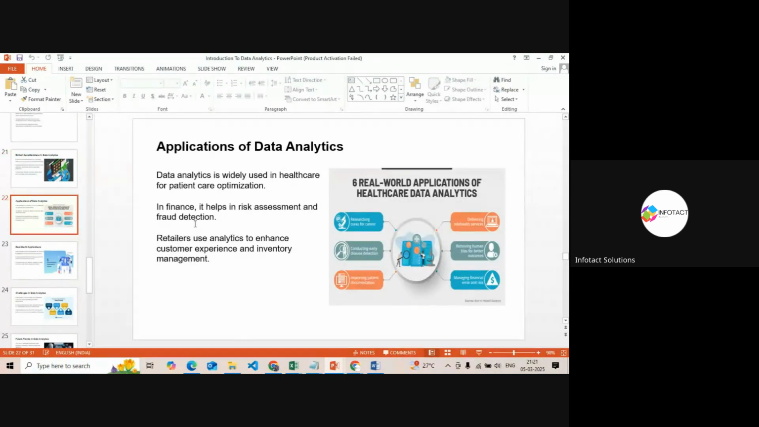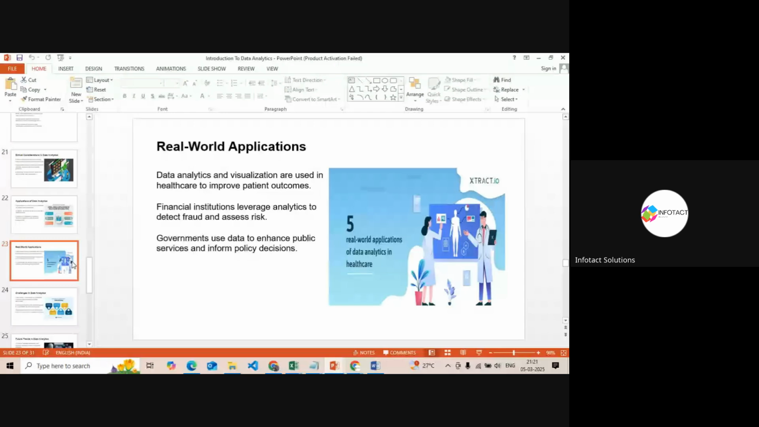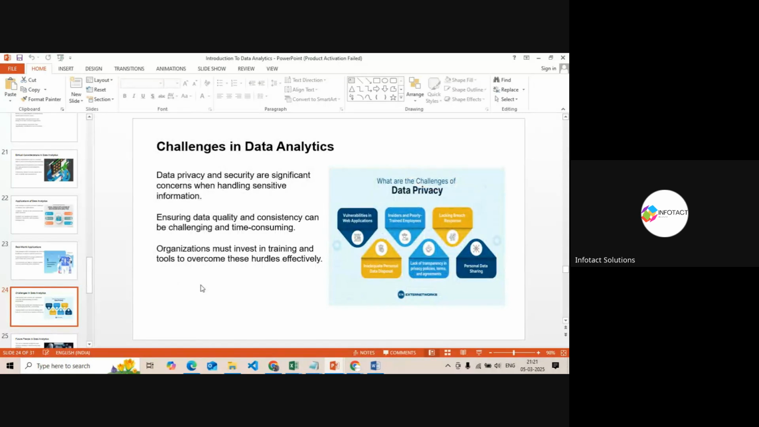Applications of data analytics: it is widely used in healthcare for patient care optimization. In finance, it helps in risk assessment and fraud detection, and retailers use analytics to enhance customer experience and inventory management. Real-world applications: data analytics and visualization are used in healthcare to improve patient outcomes. Financial institutes leverage analytics to detect fraud and assess risk, and governments use data to enhance public service and policy decisions.